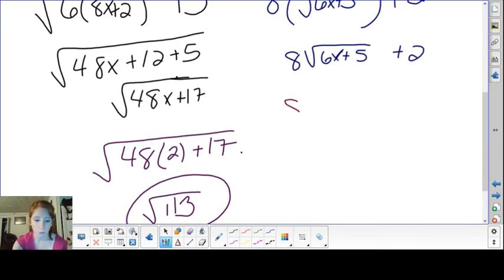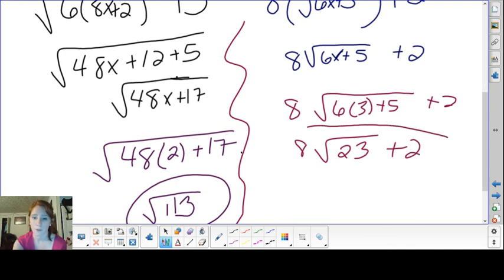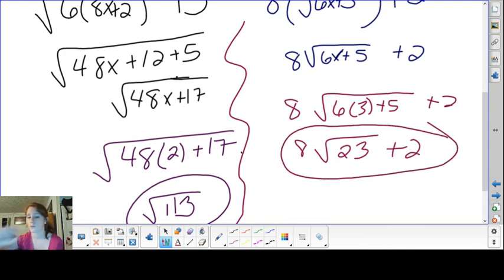So then, once I plug that in, I have 8 times the square root of 6 times 3 plus 5. And I realized I was way too close to the one I used across. So I'm trying not to get those confused. So I have 8 times the square root of 23 plus 2. The square root of 23 cannot simplify down. So I have 8 square root of 23 plus 2.